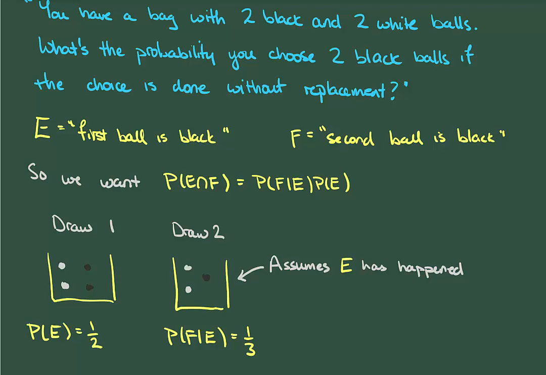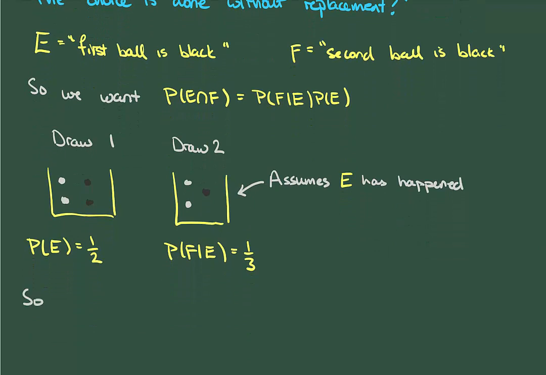In this situation, it's not too hard to see that the conditional probability is 1/3. And we can take all of that and plug it back into our formula and arrive at the same answer we did in the previous video, which is 1/6.